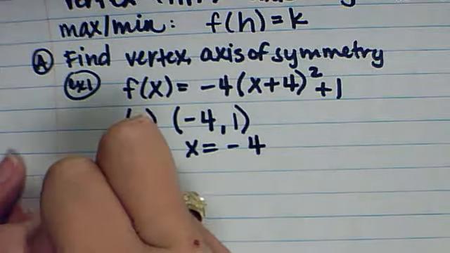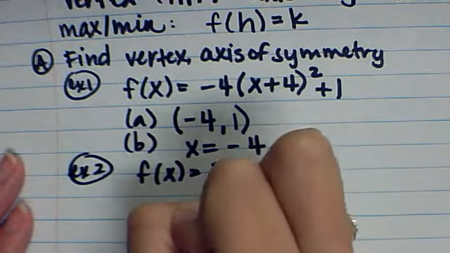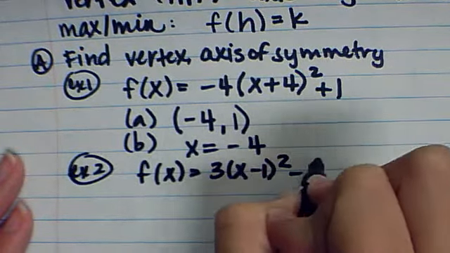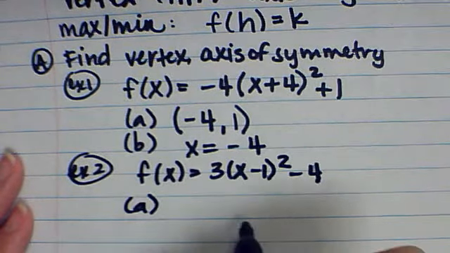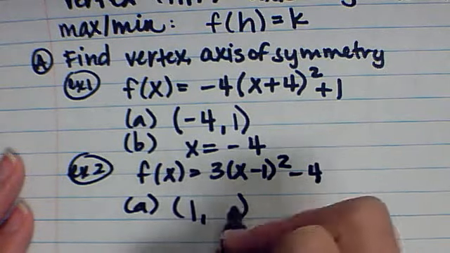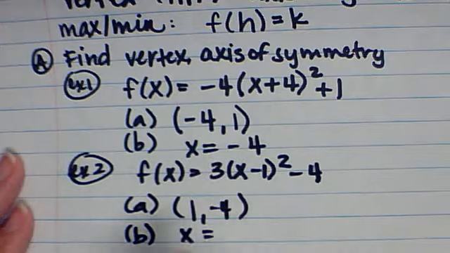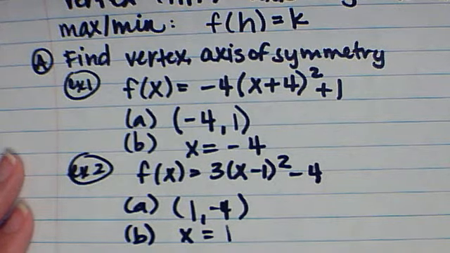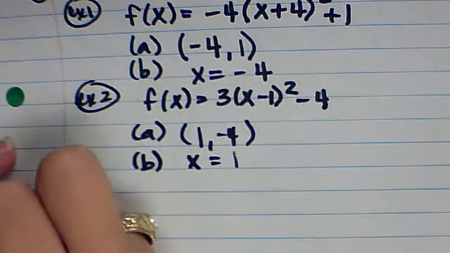And that's all we're looking at so far. Let's look at another example like that. Number 2, f of x equals 3 times (x minus 1) squared minus 4. If we look at what's our vertex, we take out this 1, and it's positive, and the negative 4. And if we try to find our axis of symmetry, we get x equals 1, straight from the point above.